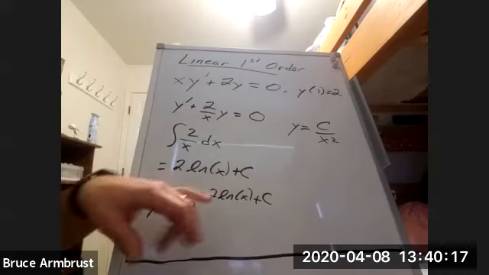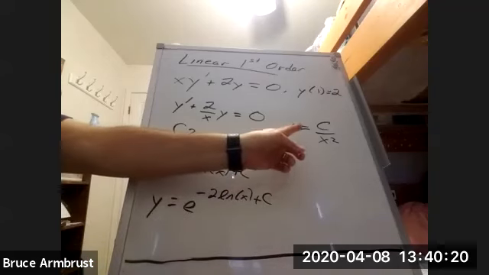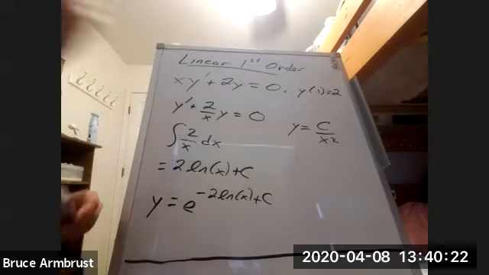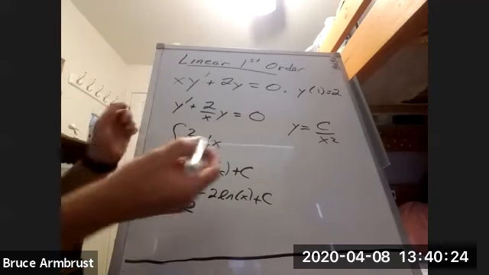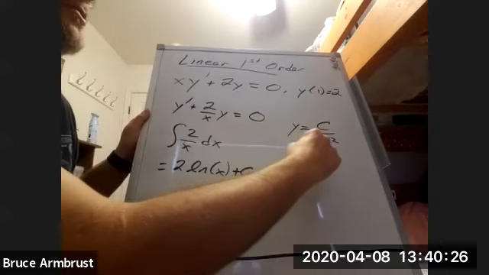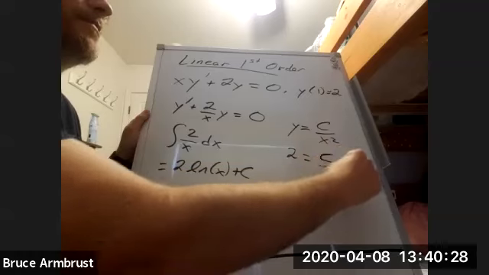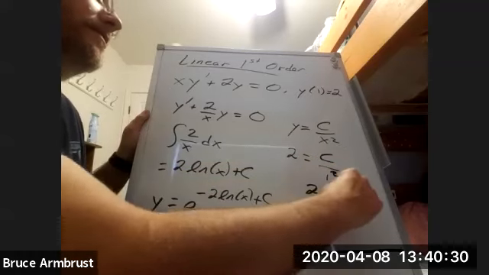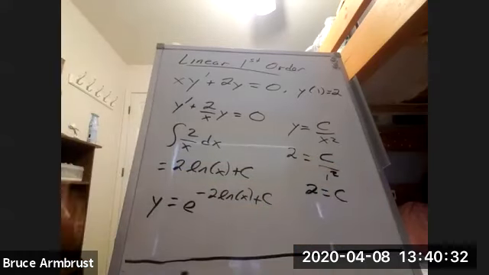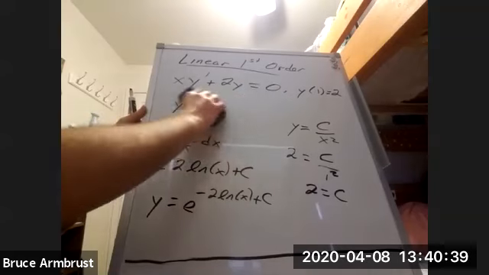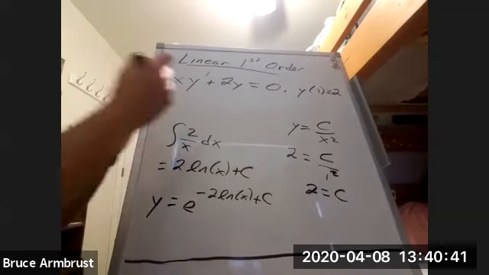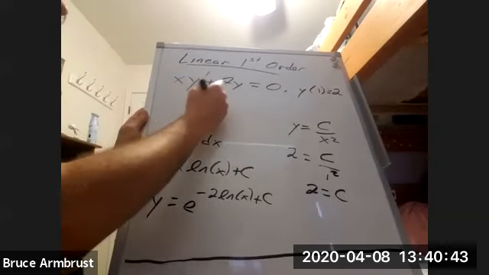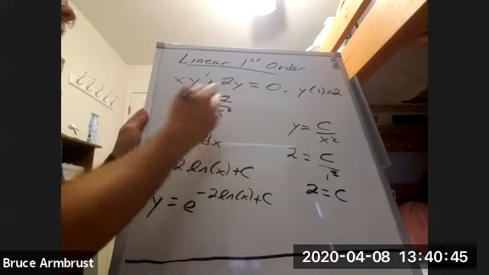All right, we're going to go ahead and find c. And we'll do that just by plugging in our x and our y. So we're going to get 2 is equal to c over 1 squared. So c is equal to 2. All right, so we just found our solution. Let me go ahead and just write it up here real quick. We've got that y is equal to 2 over x squared.